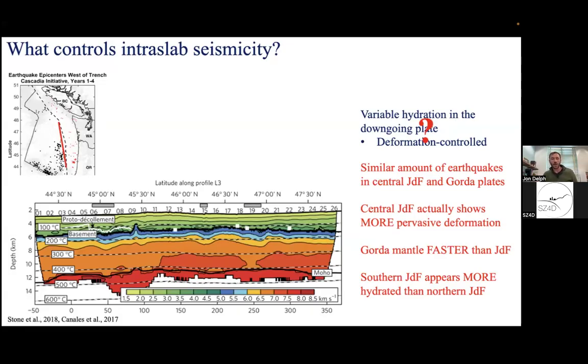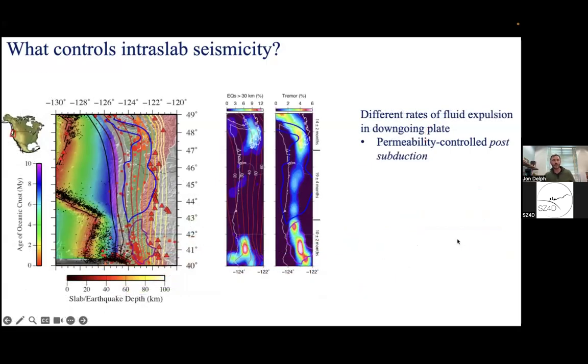So now let's go to our other end-member hypothesis, and that is that we can take down a uniformly hydrated slab into the subduction zone. That means that what we're seeing reflected in intraslab seismicity is not related to hydration, but rather related to where these fluids are actually able to escape from the downgoing plate. This would be primarily driven by permeability that's created within our downgoing plate post-subduction. Uniformly hydrated, where this is looking at where fluids might be released rather than the volumes that we're taking down.